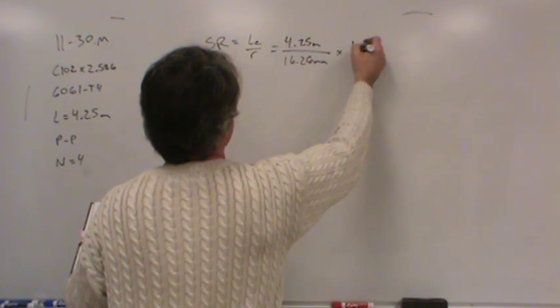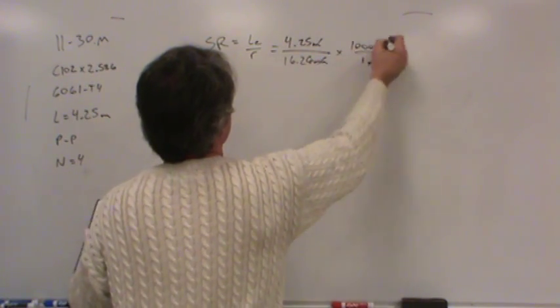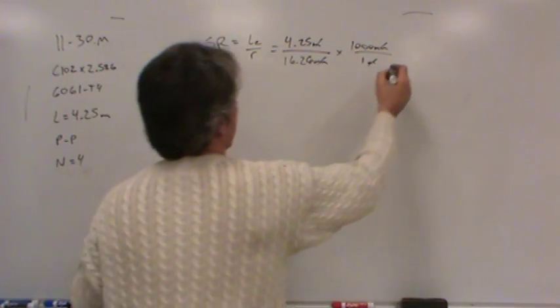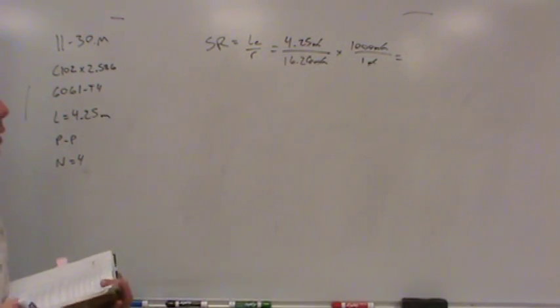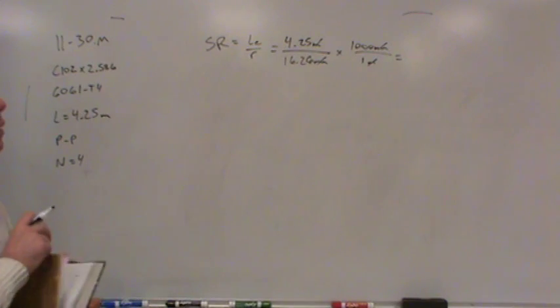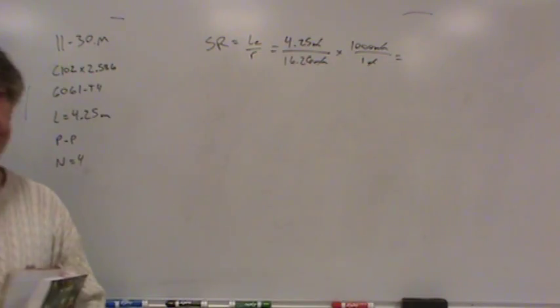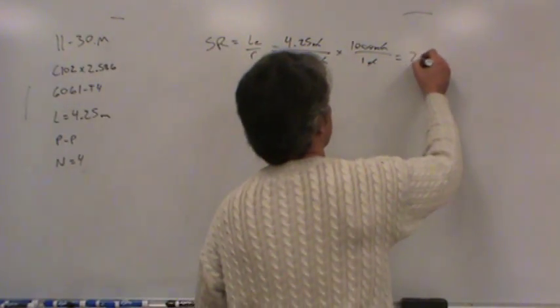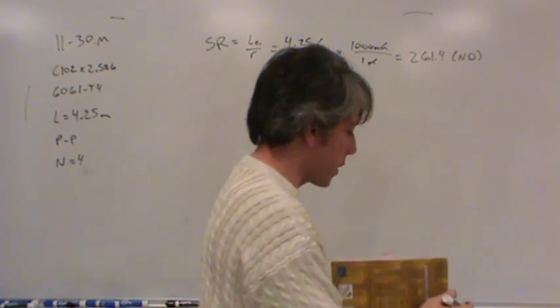And let's see, there's 1,000 millimeters per 1 meter. So that'll get rid of all the millimeters and meters. And now we can calculate the slenderness ratio. So please put that in your calculator, see what you get. Should be about 250 or so. 261.4. Okay. 261.4, and that is non-dimensional. So there's our slenderness ratio.